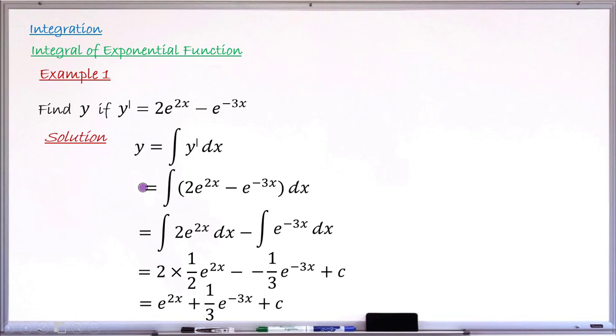This will now be the y function. That is the y function that we were asked to find. That is the result of finding the integral of the y prime. Let's just take one more example.